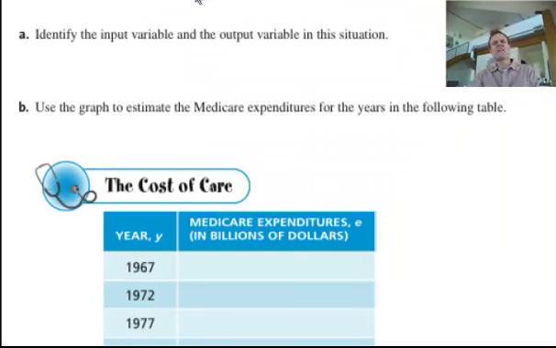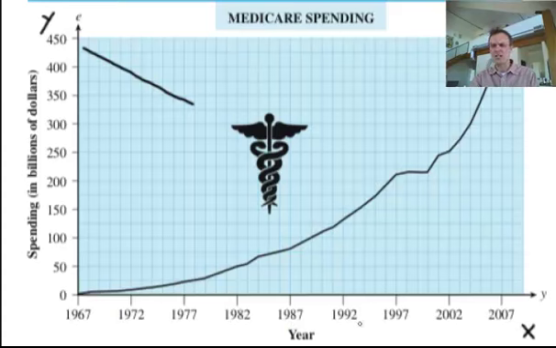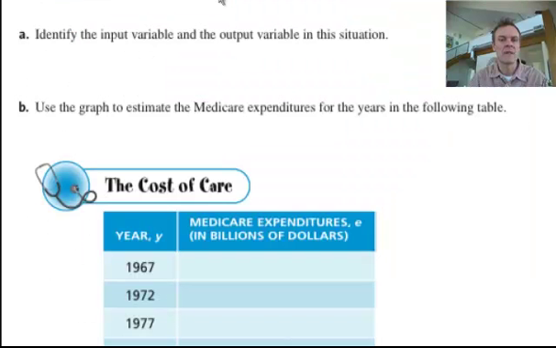Now, identify the input variable and the output in this situation. Well, I think I've already explained. The input is the years, the time. The output is the spending in dollars. Look at this. Use the graph to estimate Medicare expenditures for the years in the following table.